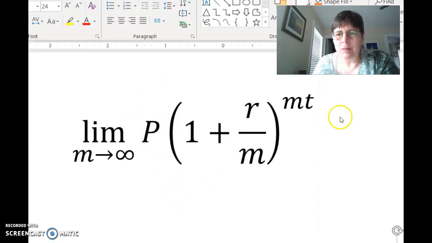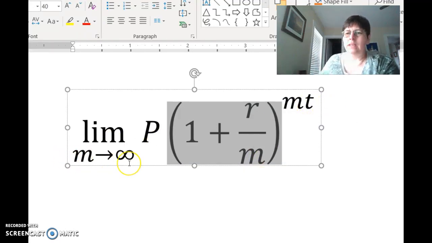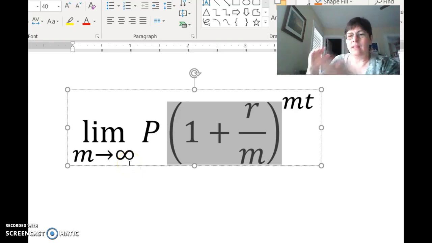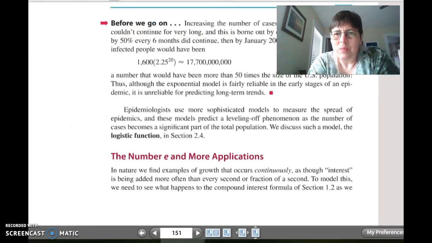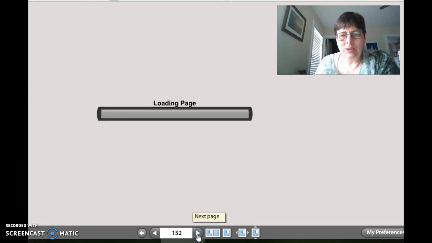Okay, here's the formula. And we're going to take this unit right here, the number of times compounding, m, and make it go to infinity. We're driving as far as we can, and there will actually be a limit that it can't go past. This limit is pretty fun. I'm going to go to the book, page 151. With compounding interest, this number is actually e. And I'm going to go to the next page and show you.